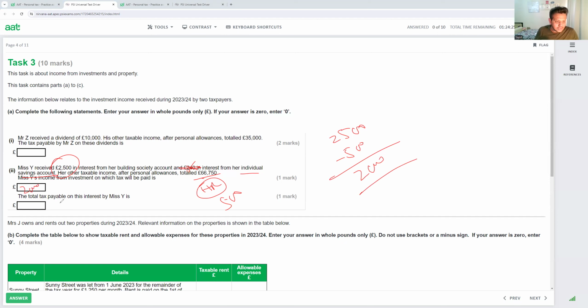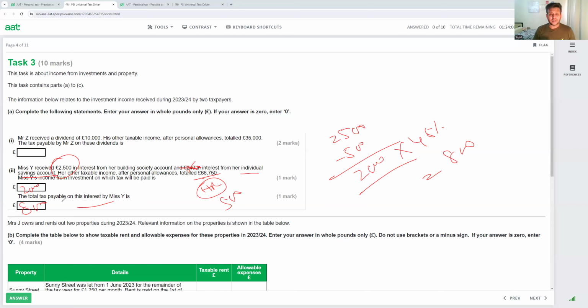And the next one says the total tax payable on the interest, how much tax? So she is a higher rate taxpayer, 40% on that. So 2,000 multiply 40% is 800. So the tax would be 800. That's all. That's how we need to calculate all these questions.